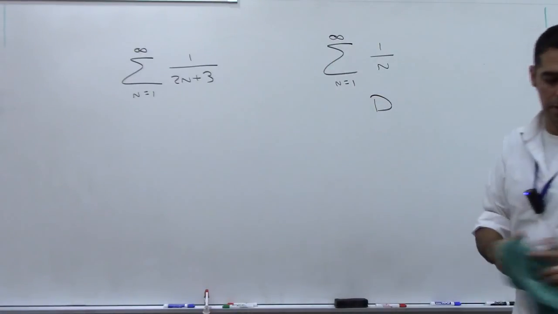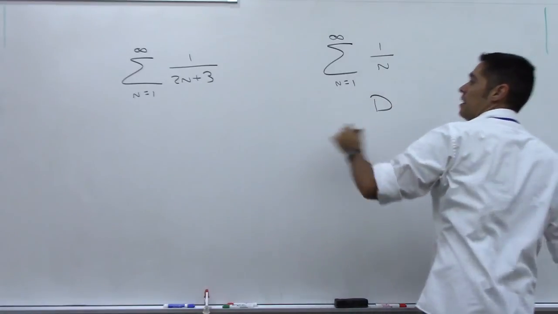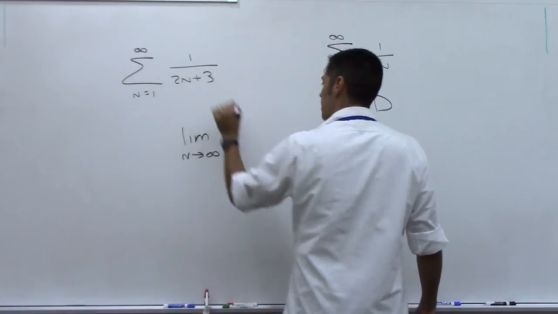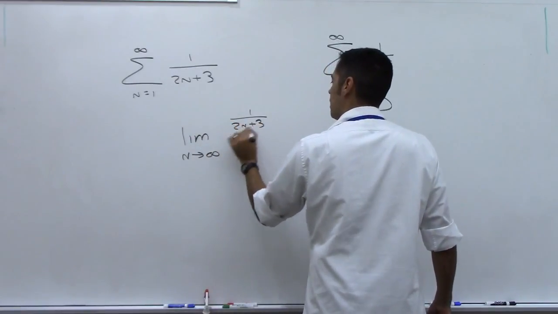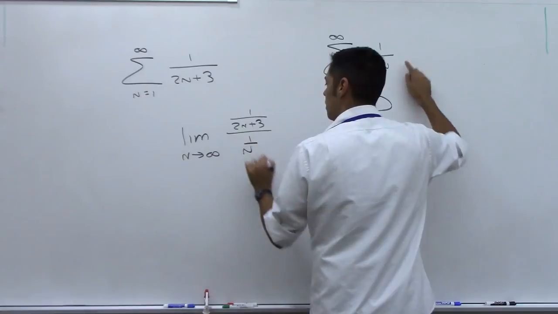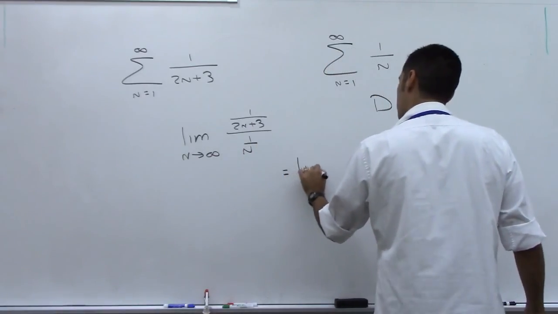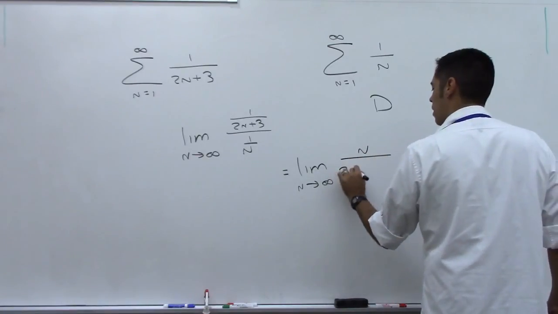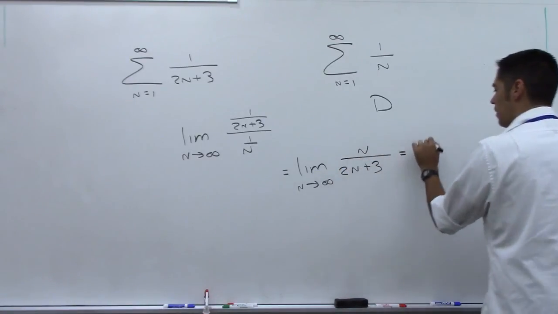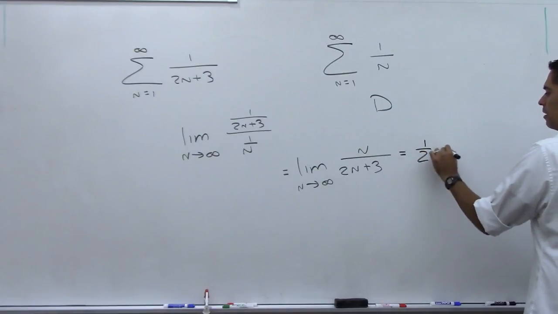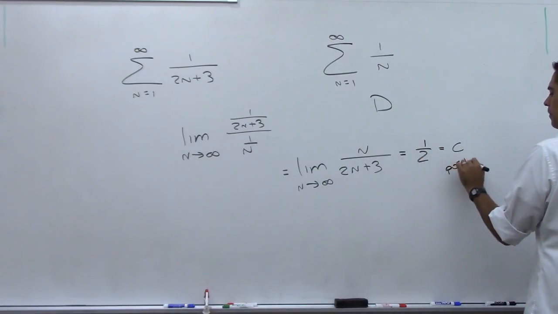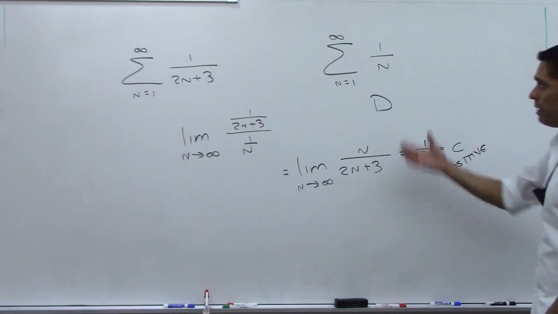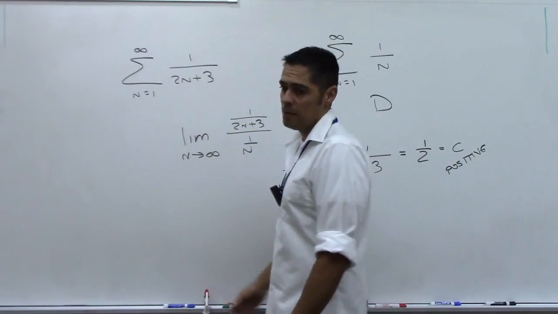I'm going to go through this very quickly. And this is positive and that's positive. So if I take the limit as n goes to infinity of this guy, 1 over 2n plus 3, over this one, 1 over n, and I flip, I get n over 2n plus 3, then I do L'Hopital, I'm going to get 1/2. And this right here is a constant and it's positive. And that's what I need for me to draw my conclusion. So whatever this one does, that one also does. So that one would diverge.